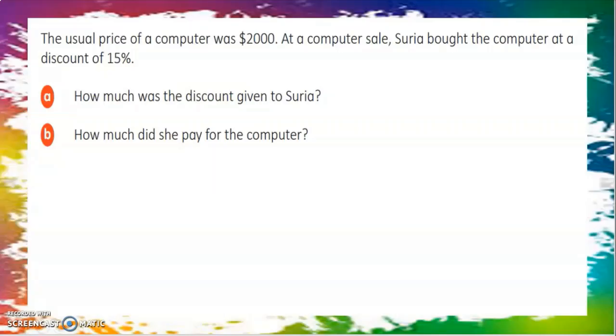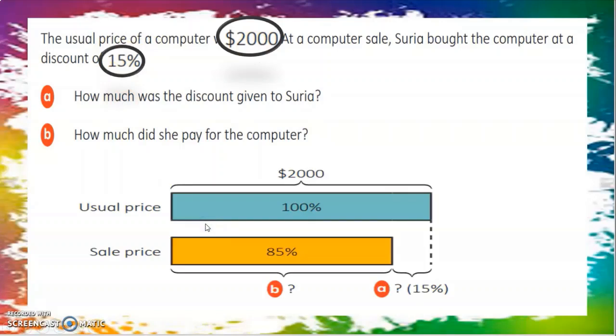One more example. The usual price of a computer was $2,000. At the computer sale, Surya bought the computer at a discount of 15%. So we have two questions here. How much was the discount given to Surya? Second, how much did she pay for the computer? So on the problem, we have important given numbers, $2,000 and the 15%. So if we're going to draw a model, this is the original price, 100%.